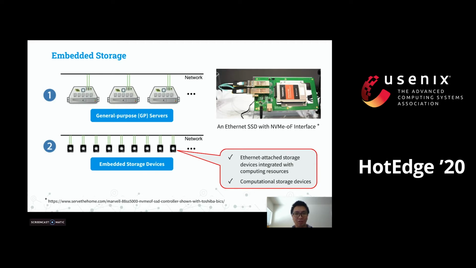Unlike traditional servers that use general purpose servers as the building blocks, embedded storage systems use embedded storage devices. You can think of an embedded storage device as an Ethernet attached storage device integrated with some computing resources, or you can just think of an embedded storage device as a computational storage device. The figure on the right shows an example of a device, this Ethernet SSD integrated with the MBWU over fabric interface.